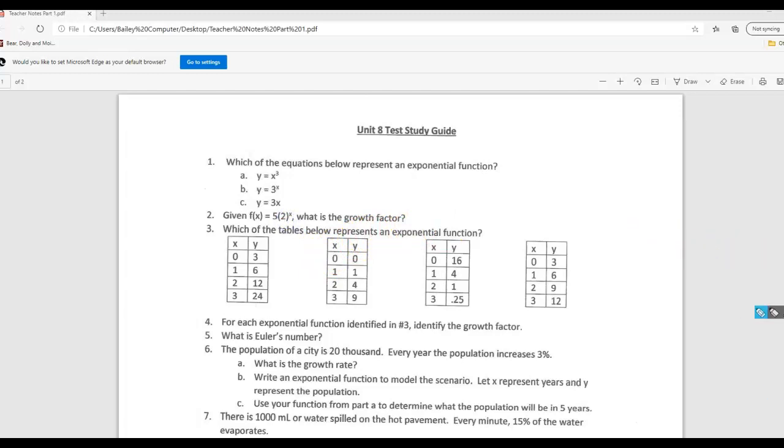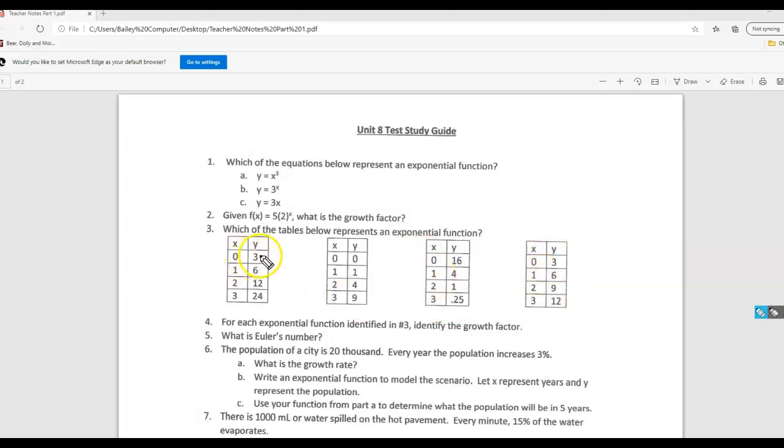So that kind of segues us into talking about the tables here. You can kind of ignore the x's. It's not that they don't matter. It's just that in case you haven't noticed, every table has the same x values. So because of that, we don't really need to pay attention to it. But what we do need to pay attention to is the y values.